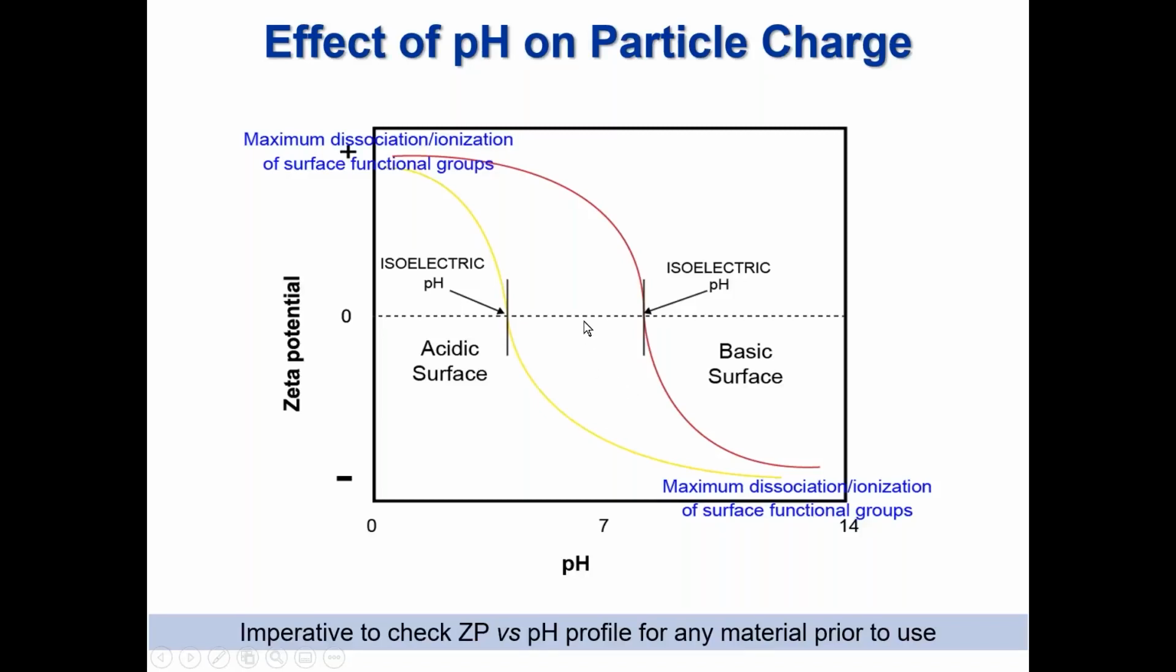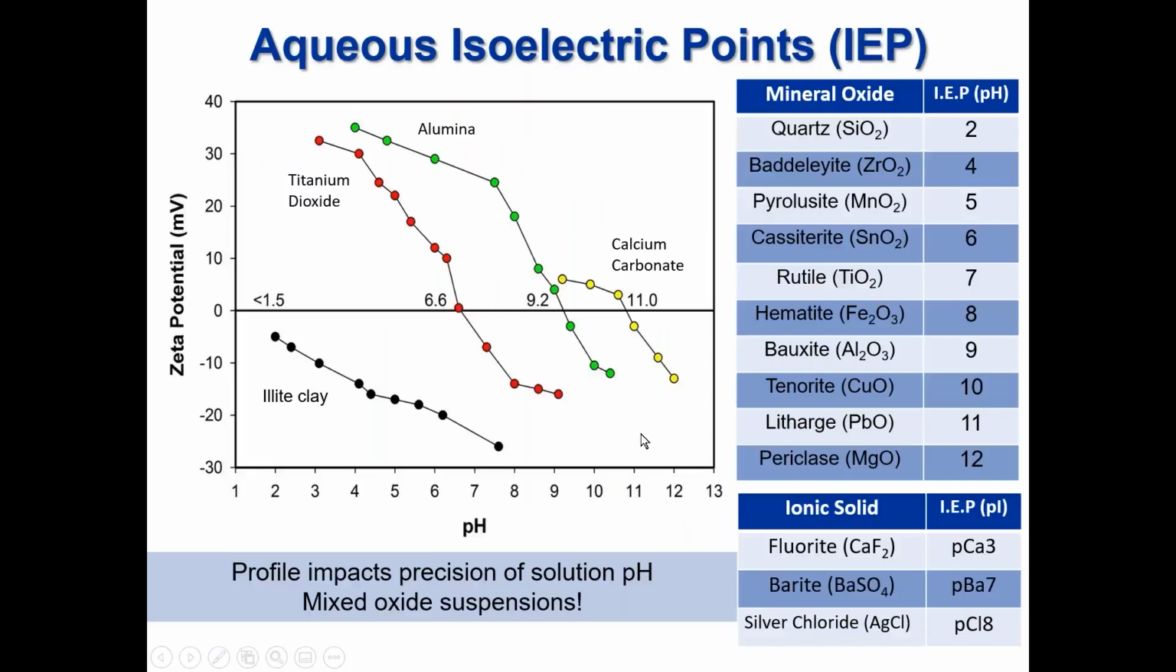Surfaces whose IEP is below pH 7 have acidic character, while those with an IEP above are basic in the sense of Lewis acids and bases. So the first order of business should always be to measure the Zeta potential versus pH profile for any material prior to use. And here I just show you some typical results.